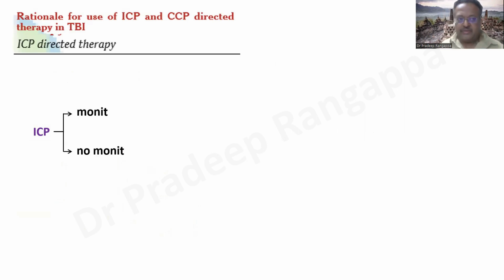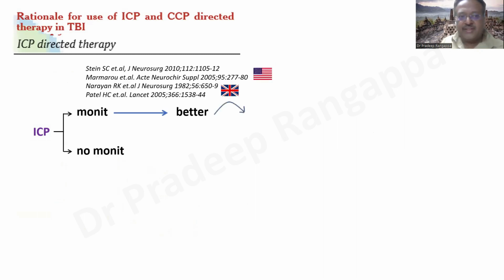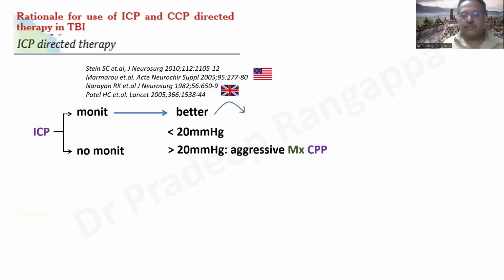So very quickly, we'll rush into ICP monitoring versus no monitoring. As many studies are there talking about advantages, that many studies tell us there is no real benefit in ICP. So these are the 4 studies from US and UK which have said ICP monitoring leads to better outcome. And less than 20 millimeter mercury is what we have to make sure that ICPs are maintained less than 20.